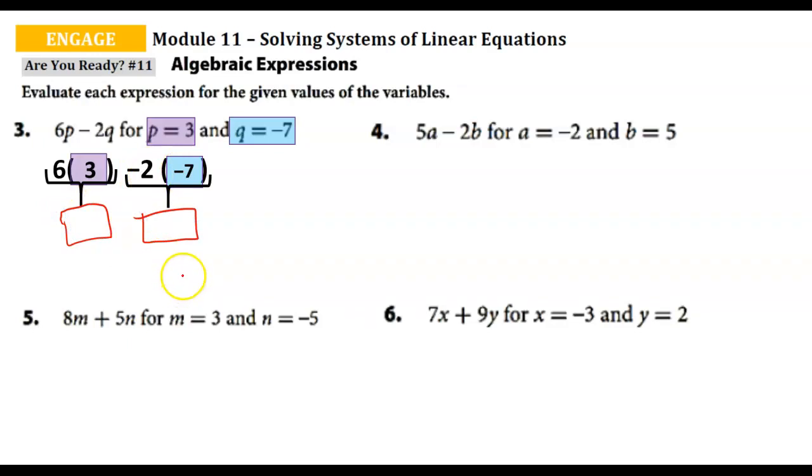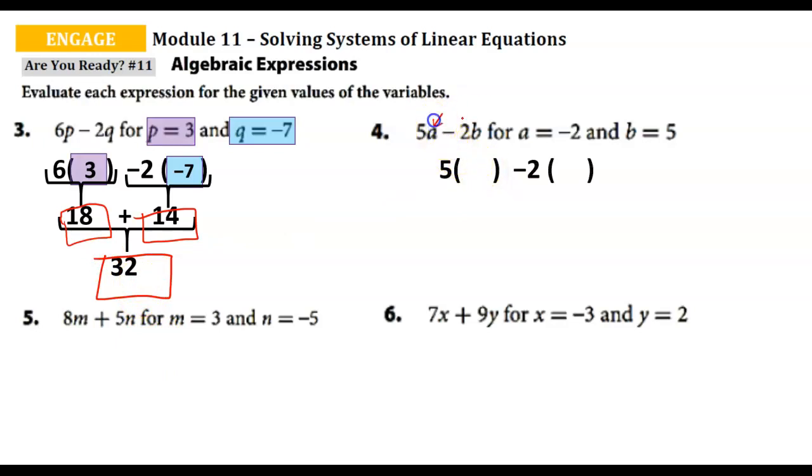And unpause, hopefully you did that. Found that to be 18, and is it negative or positive? Positive. And then work that out. 18 plus 14 would be what? 32. All right, moving right along.